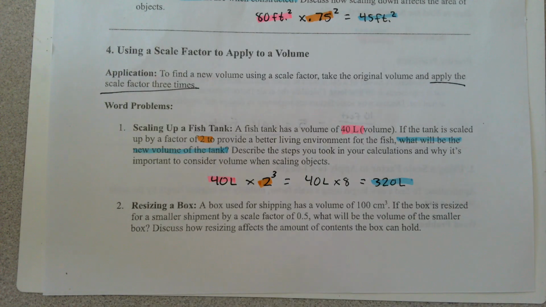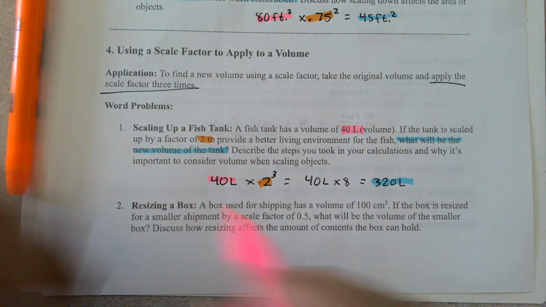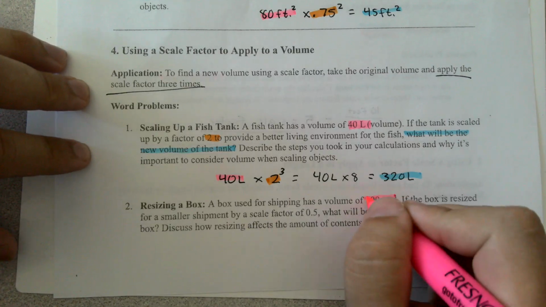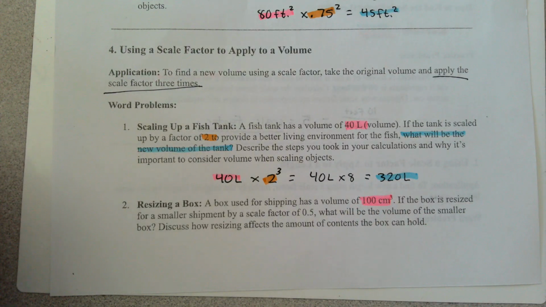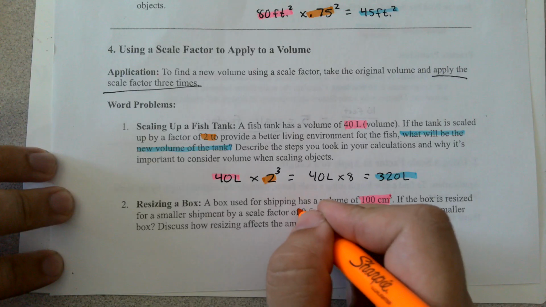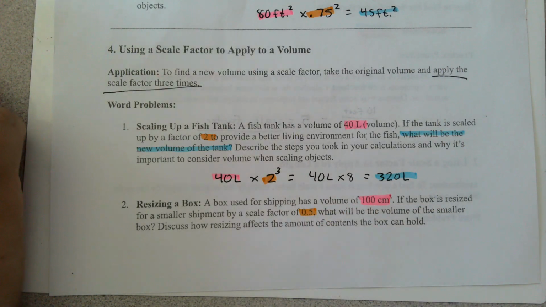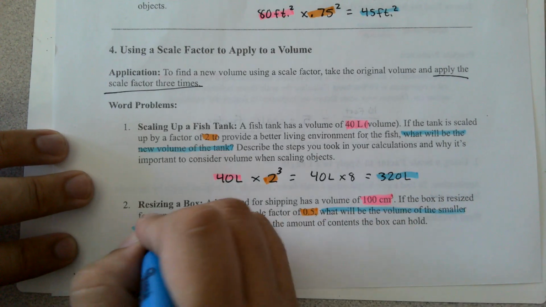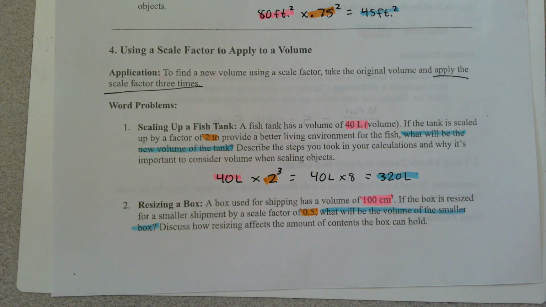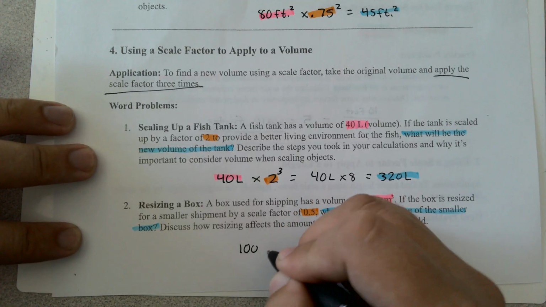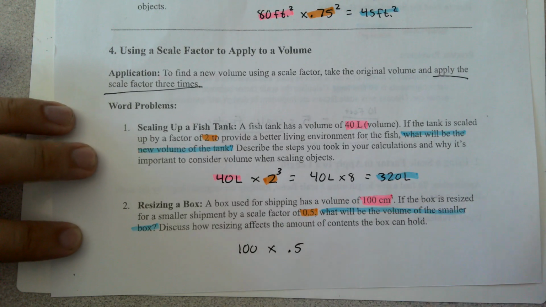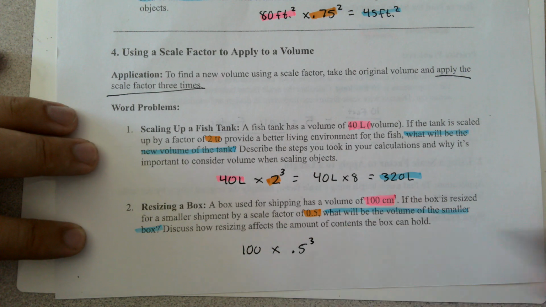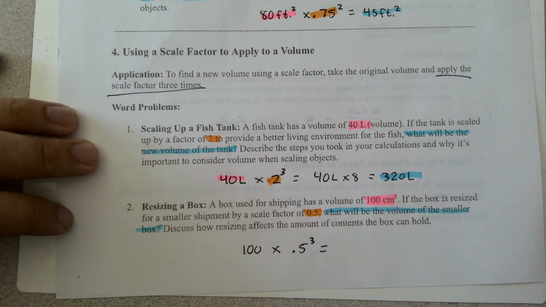Our last one. A box is used for shipping. A box used for shipping has a volume of 100 centimeters cubed. That's our pre-image. If the box is resized for a smaller shipment by a scale factor of 0.5, what will be the volume of the smaller box? Our pre-image is 100. Scale factor of 0.5. We're still in volume, so it's to the power of 3. This will give us our new answer.